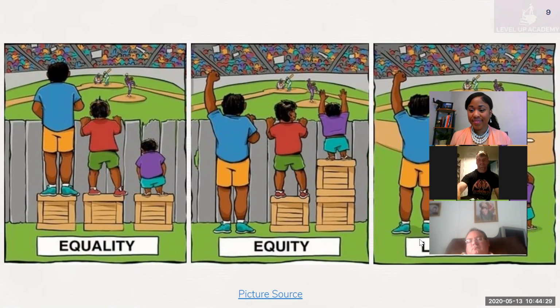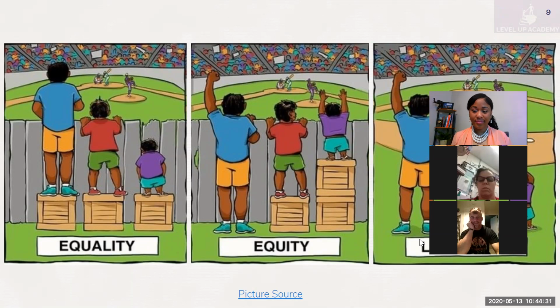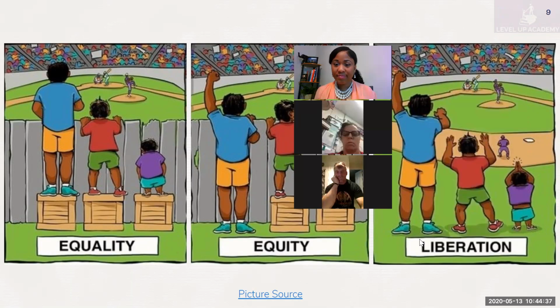I have a response. I see with equality, you're being taught the same. With equity, you're changing your instruction to meet whatever the need is so that there is success. And then with liberation, you're actually removing barriers that prevented them.